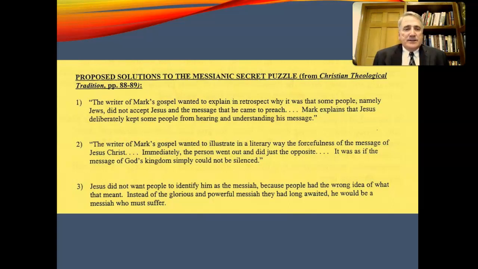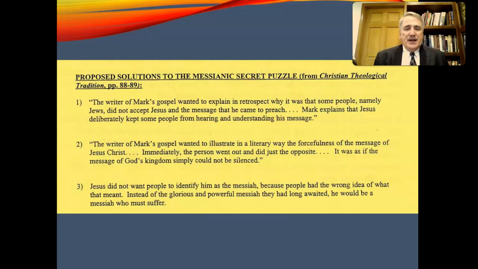The second one is that the writer of Mark's gospel wanted to illustrate in a literary way the forcefulness of the message of Jesus Christ, because immediately the people went out and did just the opposite when he told them, don't tell anybody about this. So it was as if the message of God's kingdom simply could not be silenced. That's another reason possibly for the messianic secret. Its purpose is simply to say people are so excited about it, they have to tell people about it.